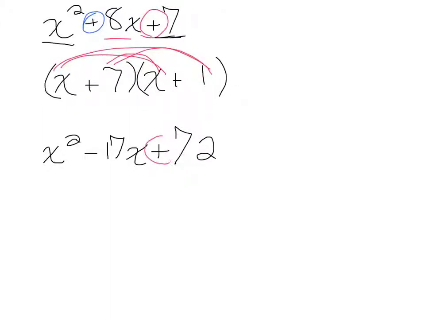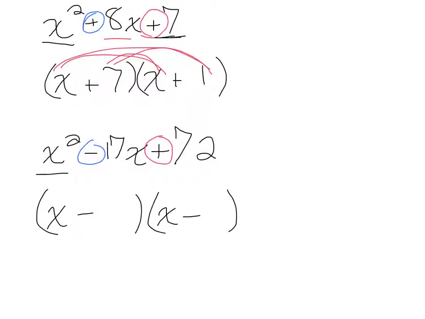The second one, I'm going to see that there's a plus sign here, which means I have to have the same sign in both of my factors. But on this one, the sign in front of the 17 is negative. So that tells me that both of these are going to have to be minuses. I've got an x squared here, which means I need an x and an x out front. Then I'm going to make a list of the factors of 72.